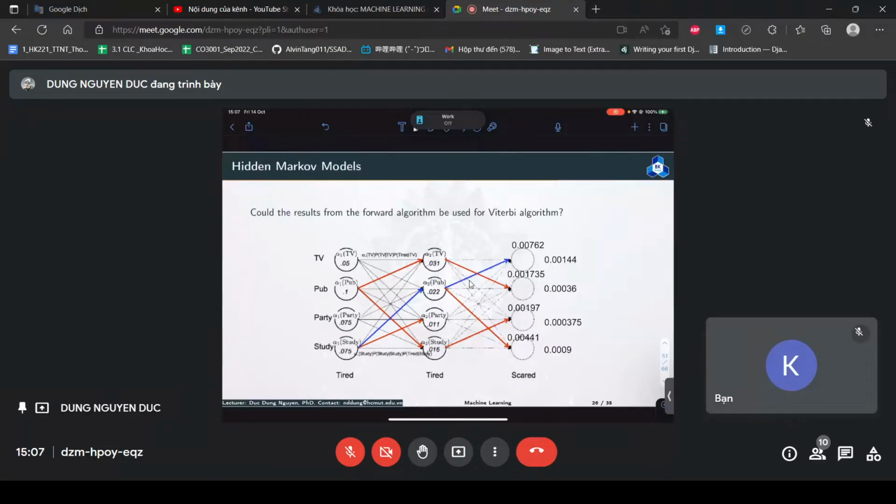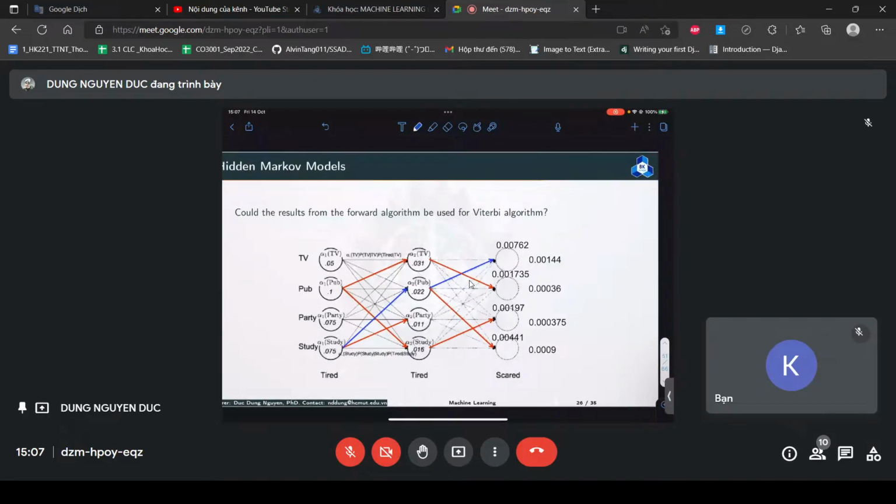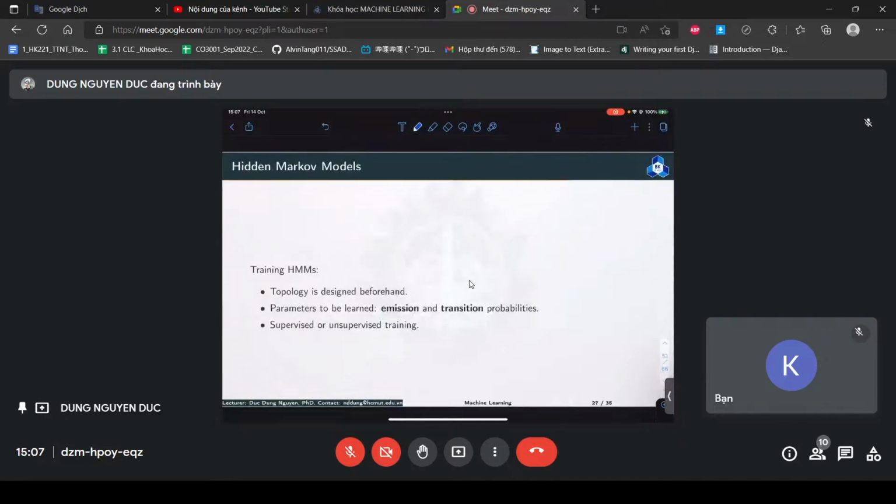Okay. So this is what you have to do. You backtrack from the ending point to maximum probability, and then you can get the optimal state. But the question we care about is how do we train the model, actually.